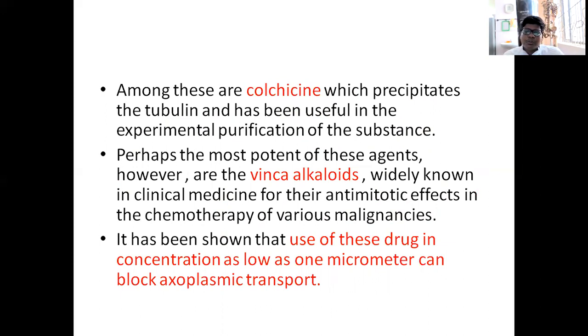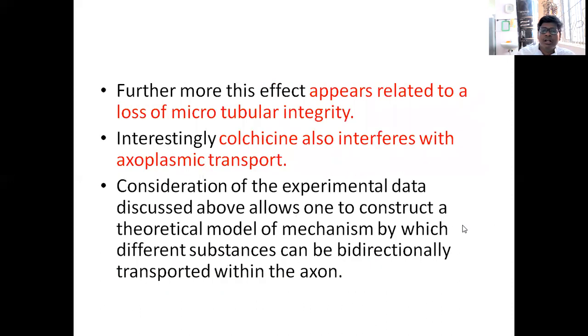Perhaps the most potent of these agents, however, are the Vinca alkaloids, vincristine and vinblastine, widely known clinically for their antimitotic effects in the chemotherapy of various malignancies and tumors. It has been shown that use of these drugs in concentrations as low as 1 micromolar can block axoplasmic transport. Furthermore, this effect appears related to the loss of microtubular integrity. Interestingly, colchicine also interferes with axoplasmic transport.